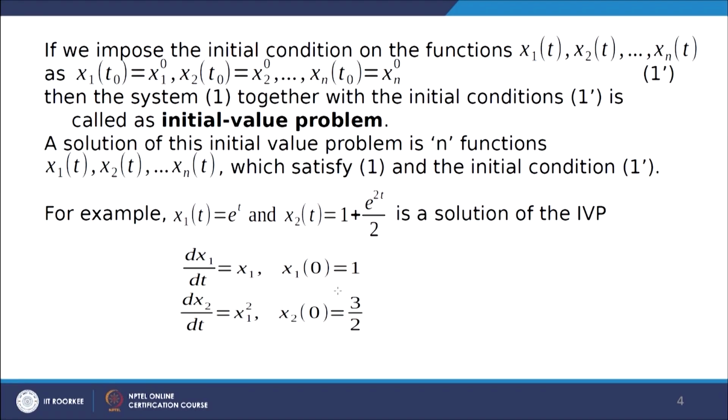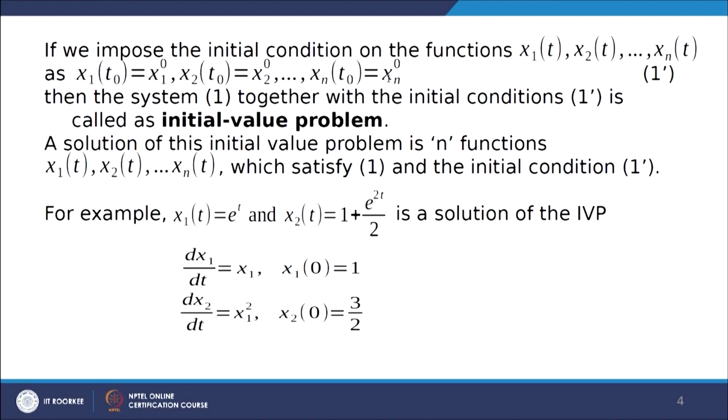Now, if we impose the initial condition on the functions x1(t), x2(t) and so on xn(t) as x1(t0) equal to x1_0, x2(t0) equal to x2_0 and so on, xn(t0) equal to xn_0, then the system 1 together with the initial conditions 1 dash, okay, is called an initial value problem. So, here you can see at t equal to t0 the value of x1 is x1_0, at t equal to t0 the value of x2 is x2_0 and so on, the value of xn at t equal to t0 is xn_0.